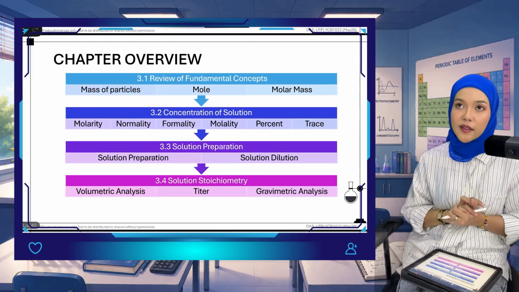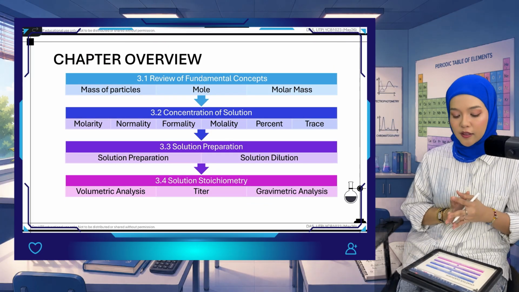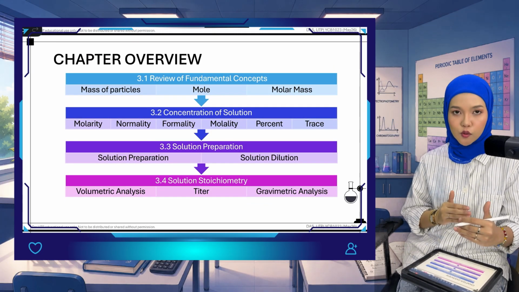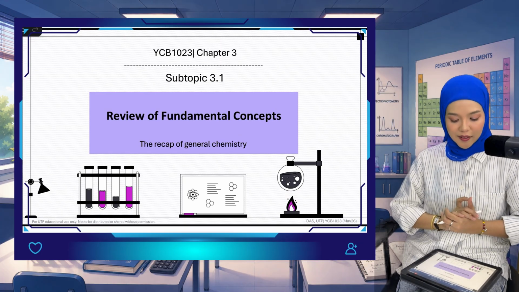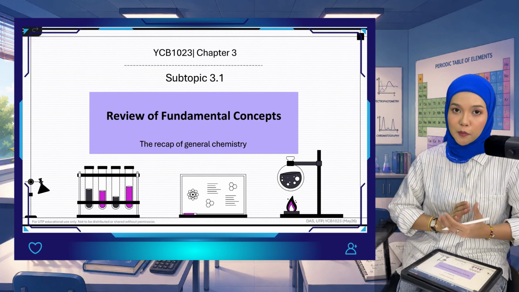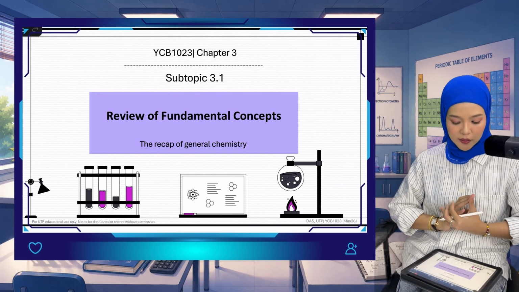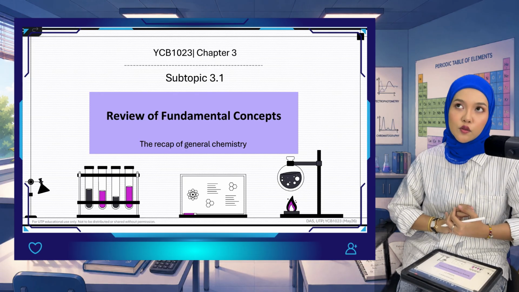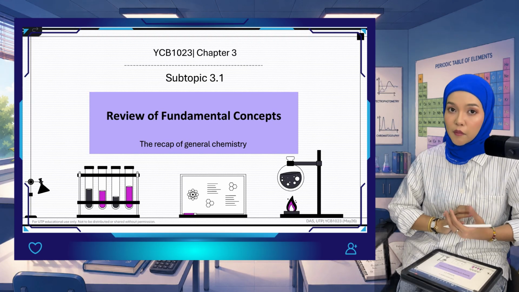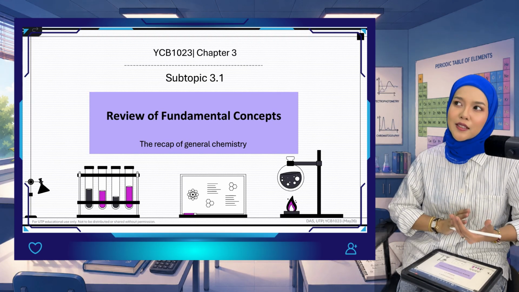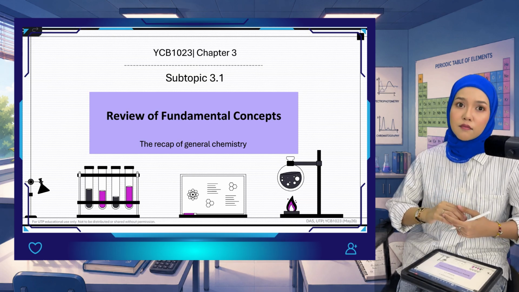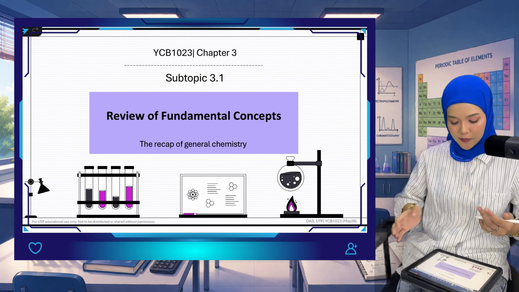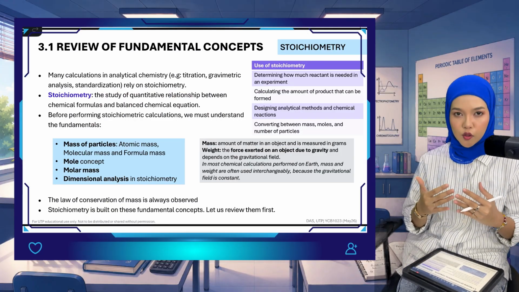Now, in this blended learning, we are going to look into the first two parts of the stoichiometric calculation. Let us look into subtopic 3.1 on the review of fundamental concepts. This is going to be just a recap of general chemistry that you have learned during your foundation, diploma, or A-level studies. So what is stoichiometry?